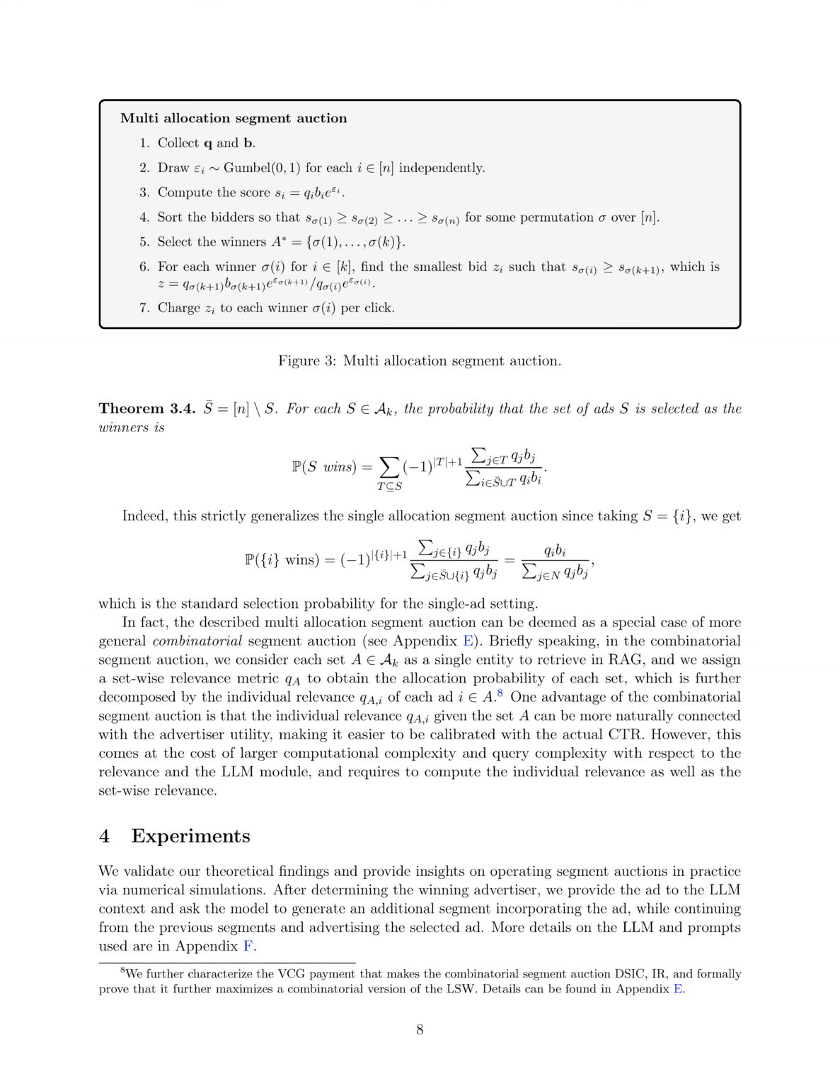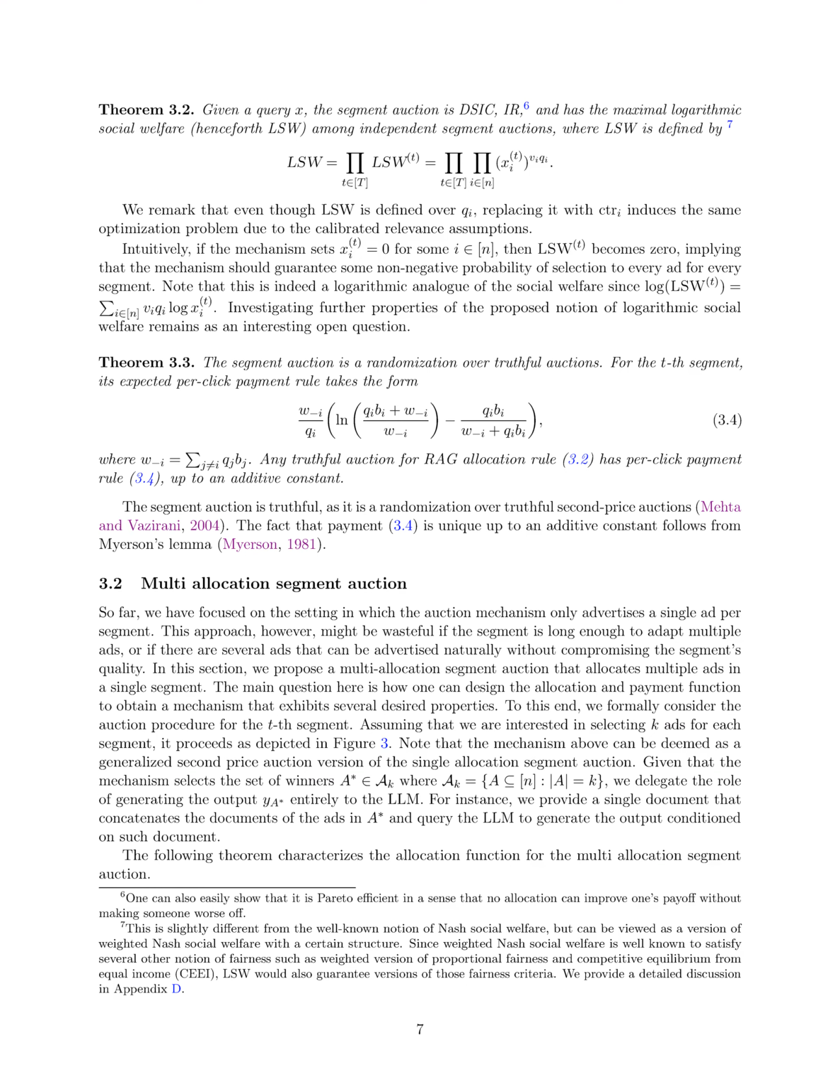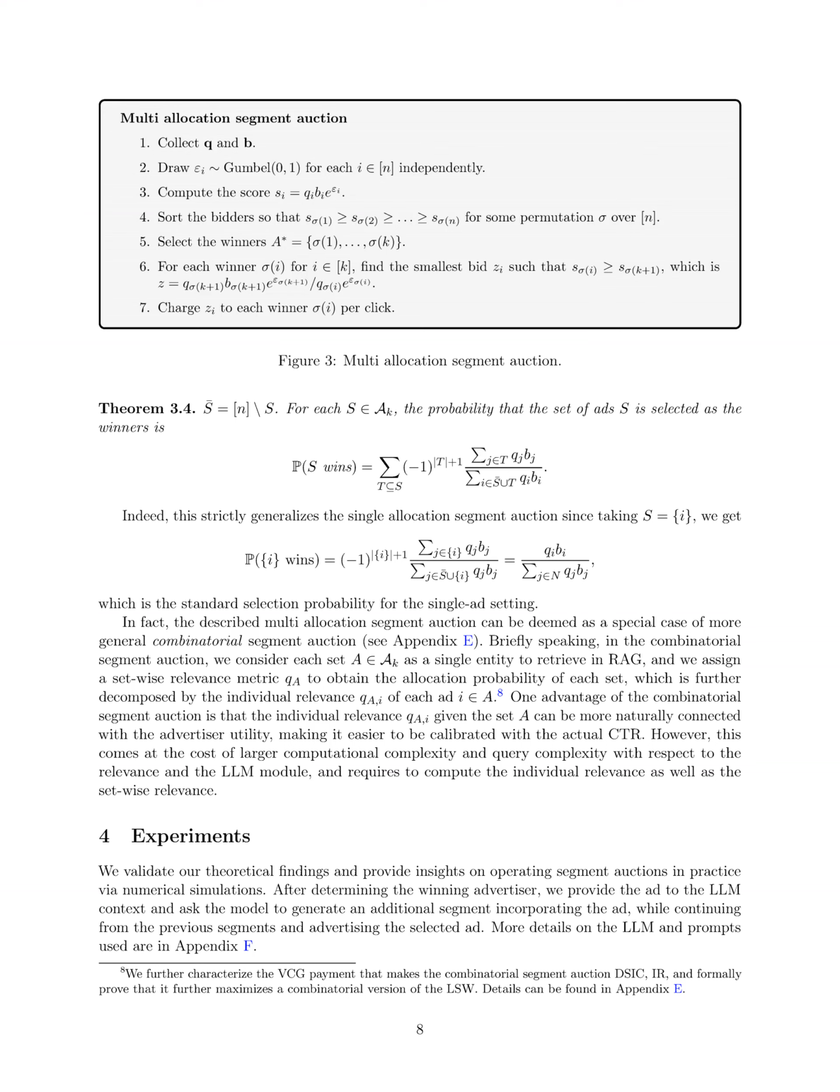Additionally, there is a challenge in calibrating the relevance measure with the actual click-through rate in the combinatorial segment auction. Furthermore, there is a challenge in ensuring that the mechanism guarantees a non-negative probability of selection to every ad for every segment to optimize the logarithmic social welfare. Lastly, there is a challenge in designing the allocation and payment function in the multi-allocation segment auction to exhibit several desired properties while allocating multiple ads in a single segment.